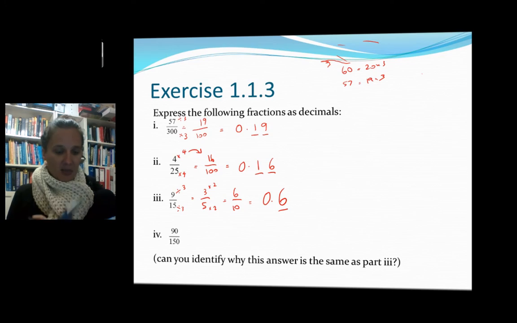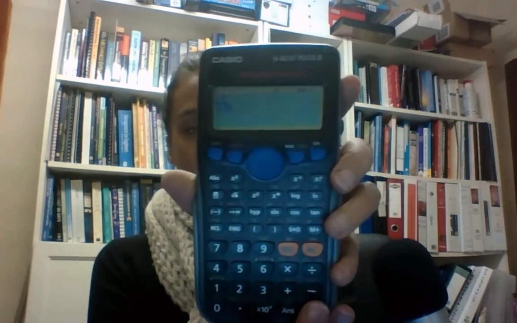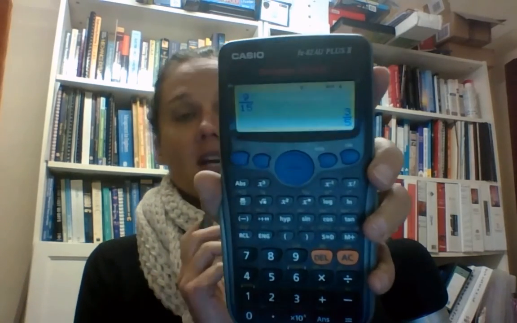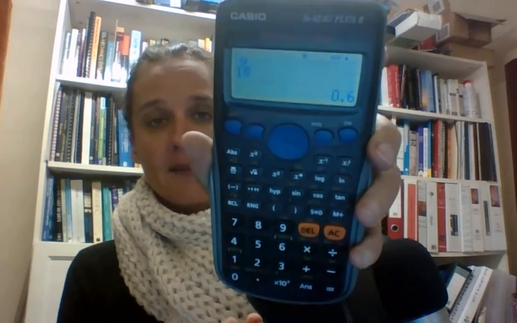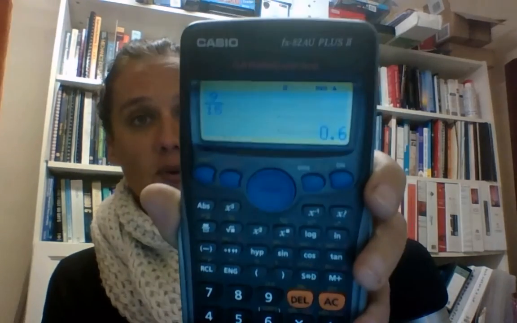So we can use our calculator. We press our fraction button, and 9 at the top and down, and 15 here. We press equals, we get our fraction, and we use our SD button here, and we get 0.6.